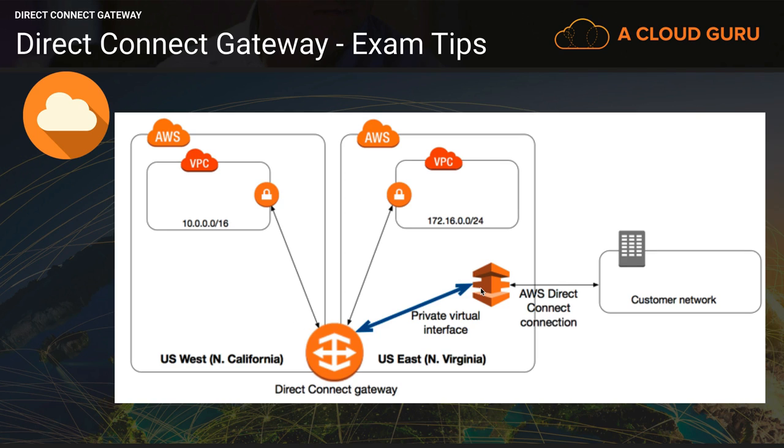So you just provision a Direct Connect Gateway, and then what you need to do is just update your route table pointing to the Direct Connect Gateway for that particular route. So bear that in mind going into your exam as well.